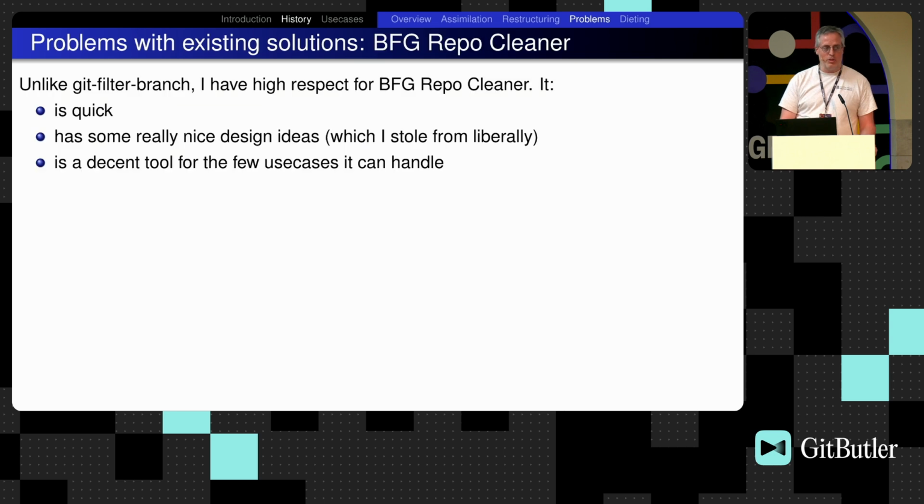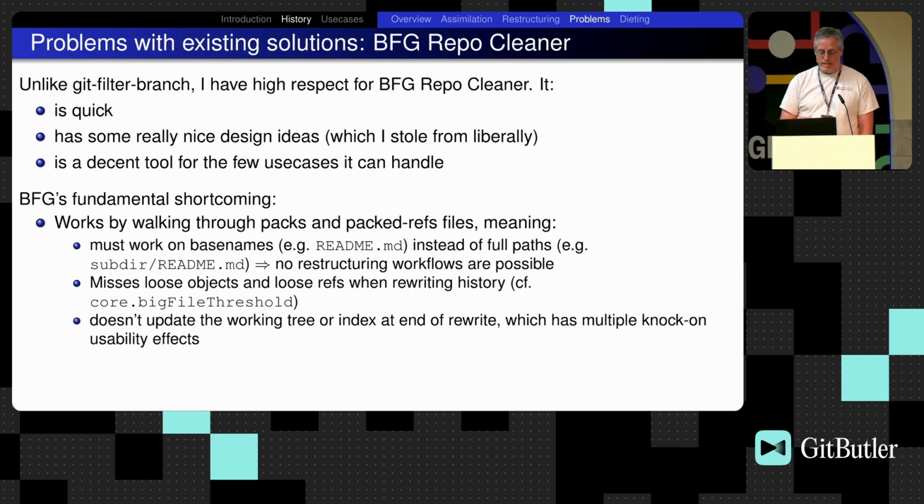There was another tool that came after git-fast-filter that I created, but before I turned that into git-filter-repo, BFG Repo-Cleaner. It's a great tool. It's really quick. It has some really nice design ideas, but it only solves a few use cases, and in fact, none of the main ones that I had, and couldn't really be extended to handle those use cases. It had one big fundamental shortcoming.